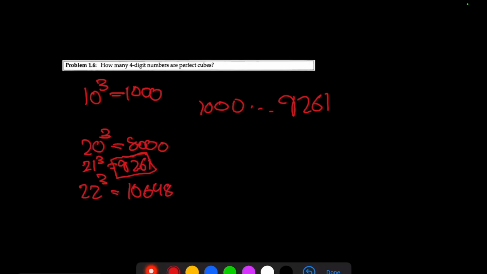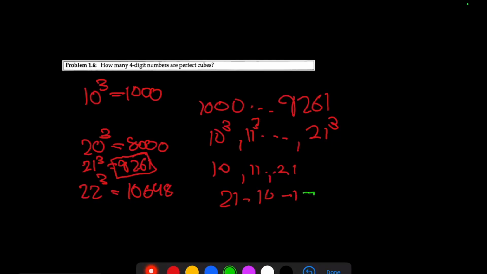Now, whenever we had multiples, we divided. So now we have exponents. Let's just take the cube root of everything. So you get, or we'll just rewrite it, 10 cubed, the number after that's 11 cubed, all the way to 21 cubed. So now, how do we count this? This is probably just 10, 11, up to 21. 21 minus 10 plus 1 is equal to 12. And 12 is our answer.